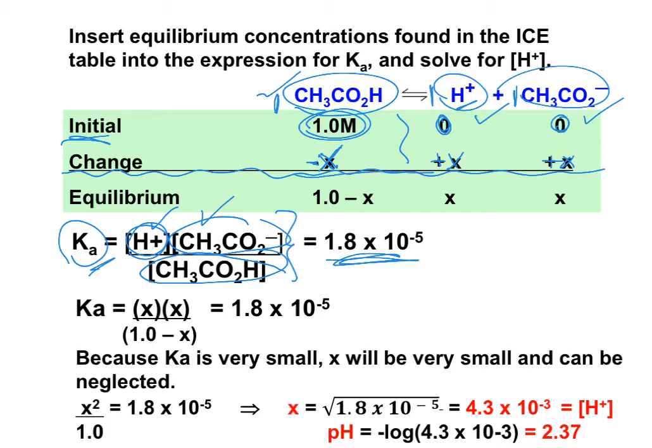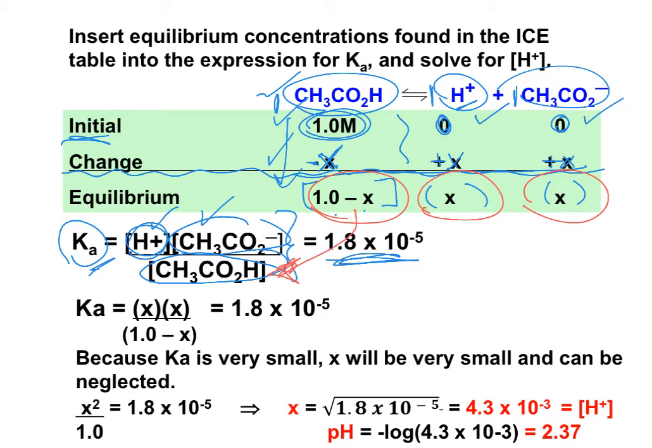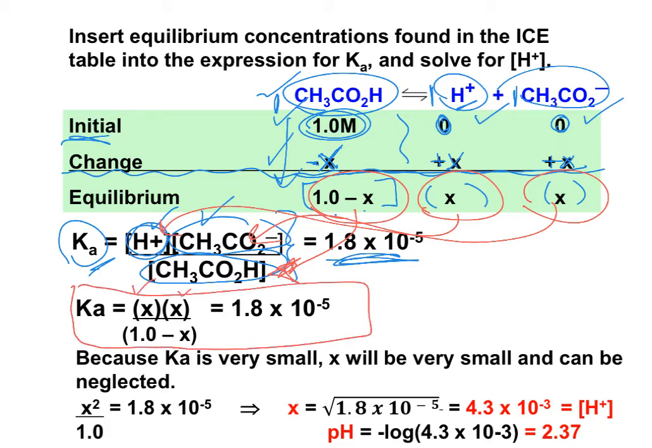Once you have the initial amounts and the change amounts, it's simply a math problem, okay? So for the equilibrium concentration of acetic acid, it's 1 minus X, and simply X for the concentration of the products. So now take these equilibrium values and plug them into the expression for Ka, okay? So 1 minus X goes in the denominator, concentration of acetic acid, and the X's represent equilibrium concentration of the products. So here is our Ka expression with the equilibrium concentration values plugged in.